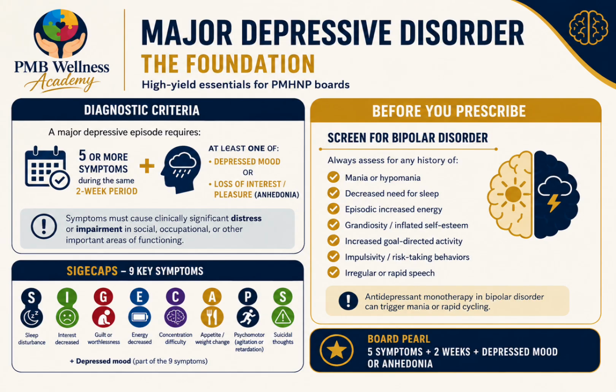You want to remember sleep disturbance, decreased interest or pleasure, guilt or feelings of worthlessness, decreased energy, difficulty concentrating or making decisions, appetite or weight changes, psychomotor agitation or retardation, and suicidal thoughts or recurrent thoughts of death. Remember that depressed mood itself is also one of the 9 symptoms. The board connection is 5 symptoms at least 2 weeks, and depressed mood or anhedonia must be present.